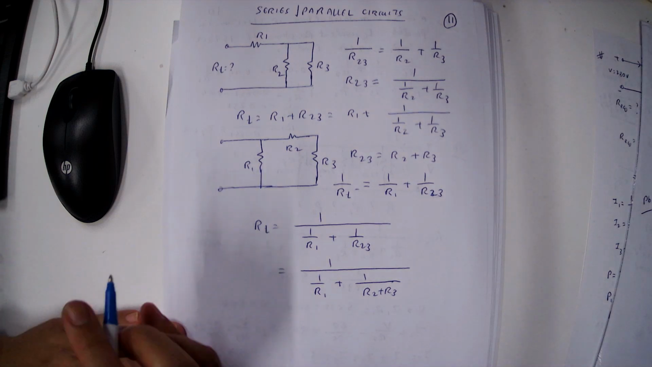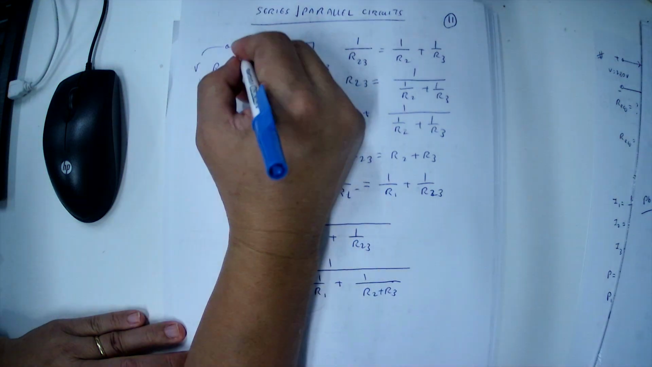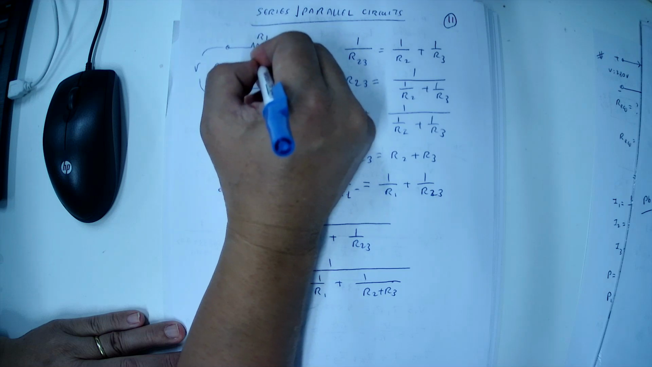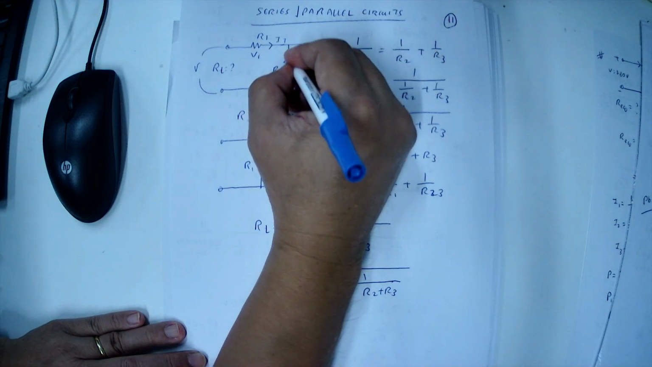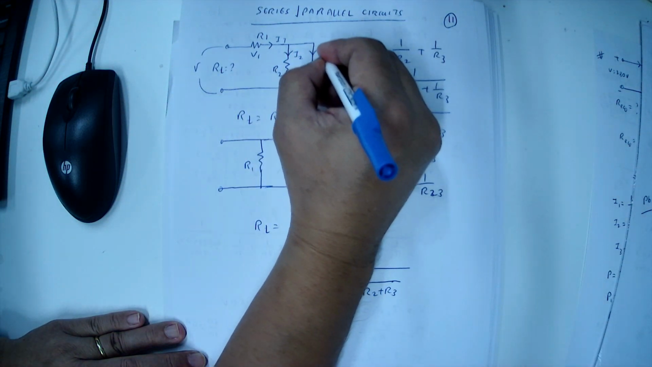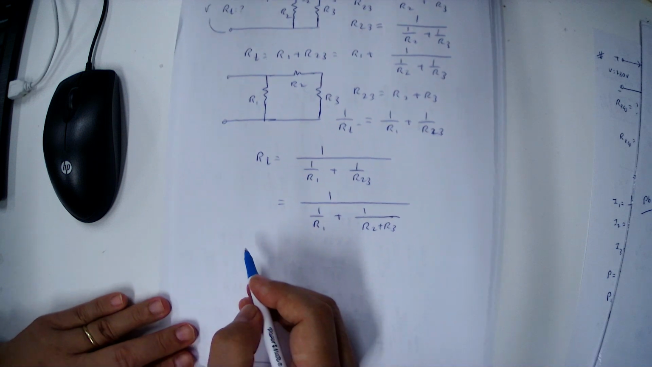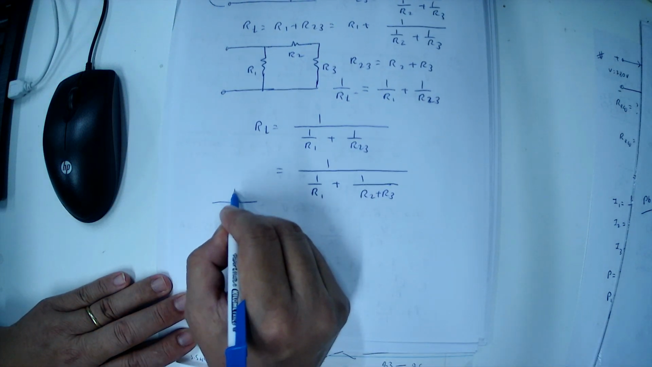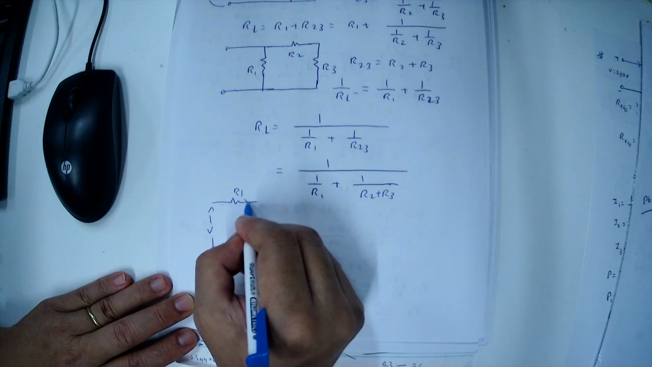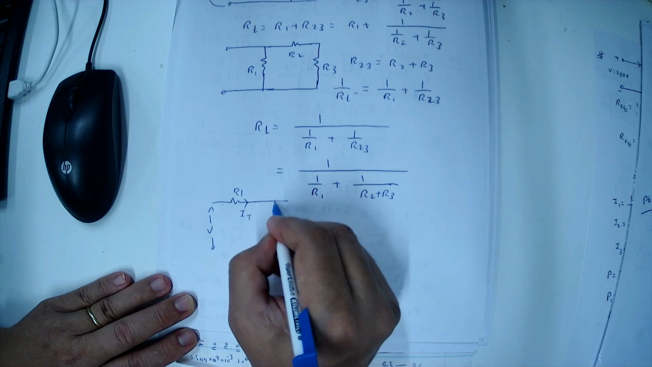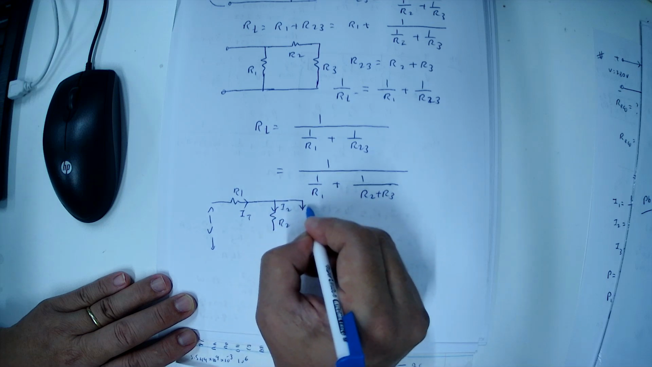And then if the supply voltage is V, the voltage drop across R1 is V1. Total current is IT. The current flowing into R2 is I2, and the current flowing into R3 is I3. So in the first situation, this is R1 here, the supply voltage is V, the total current flow is I total, then the current flow into R2 is I2, and the current flow into R3 is I3.